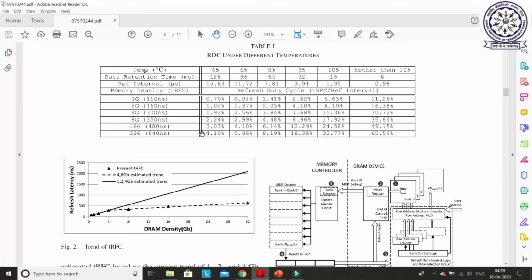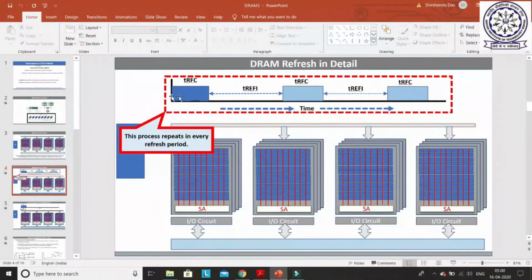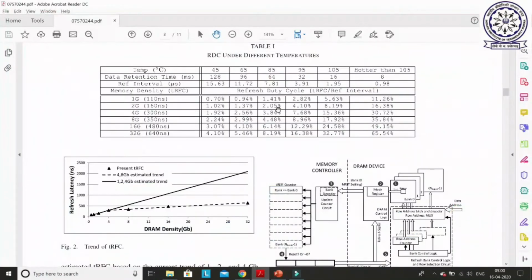But let's see the situation when the temperature goes higher. Let me see when the chip temperature is 105 degrees centigrade. Then during each refresh interval, 32% time is required just to refresh these DRAM rows. That means in each refresh interval, 32% of time you cannot do any normal read write operation.